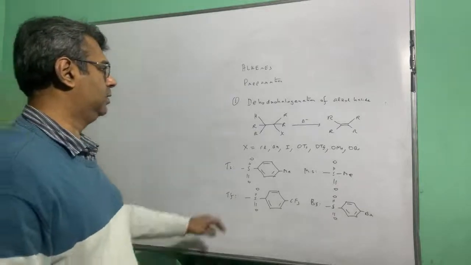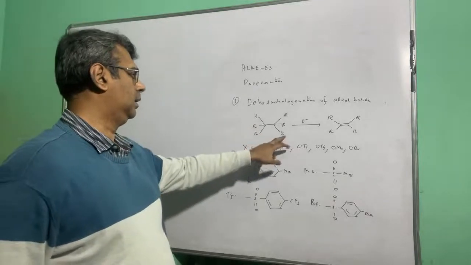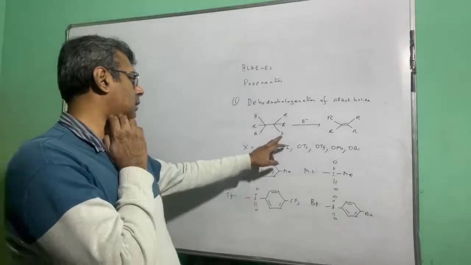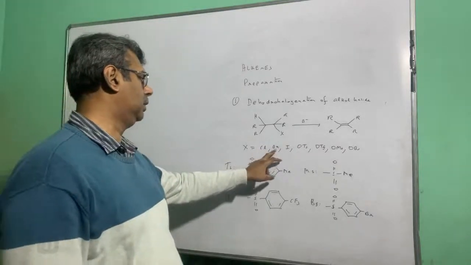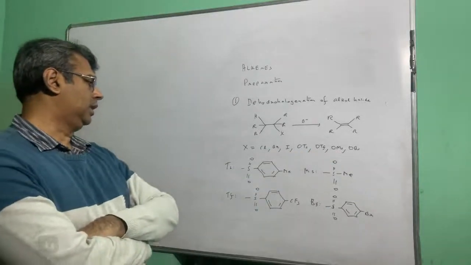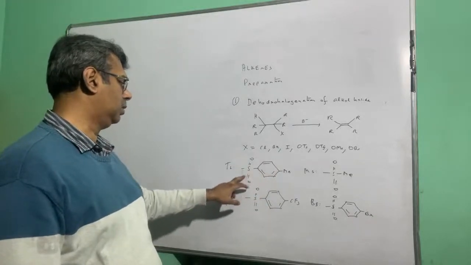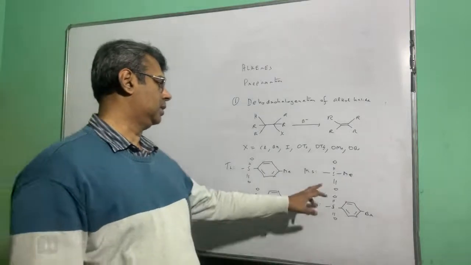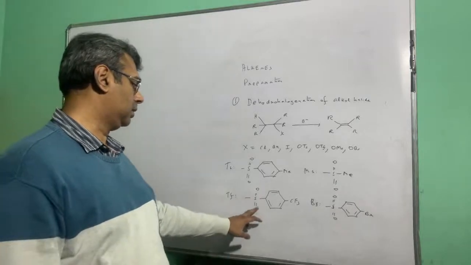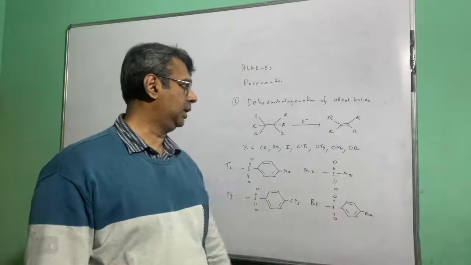Now the next reaction is dehydrohalogenation of alkyl halide. This is the alkyl halide, this is the base, and this is the alkene. In this alkyl halide, the X part can be chlorine, bromine, iodine, or OTs, OTf, OMs and OBs. TS is toluene with S double bond O, S double bond O. MS is S double bond O with methyl. TF is S double bond O with benzene and CF3, and BS is S double bond O with benzene and Br.